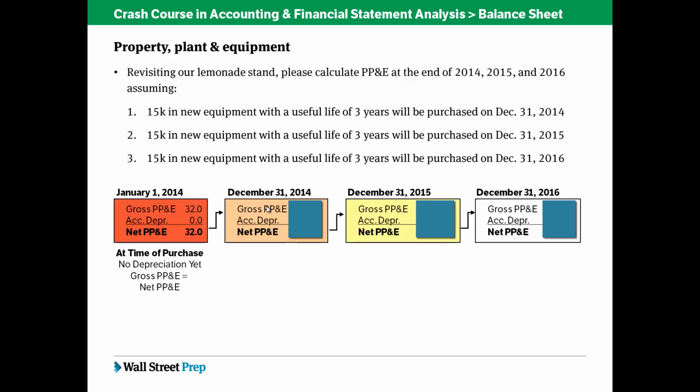So what I'd like you to do now is take a stab at calculating the gross PP&E, accumulated depreciation, and therefore net property, plant, equipment for every year for the next 4 years. So basically, January 1st, we know what the initial balance is. What is it going to be at the end of December 31st, 2014? What is it going to be at December 31st, 2015? And what is it going to be December 31st, 2016? Hit the pause button and give it a try yourself. And then when you're ready, hit unpause and we're going to go through it together.